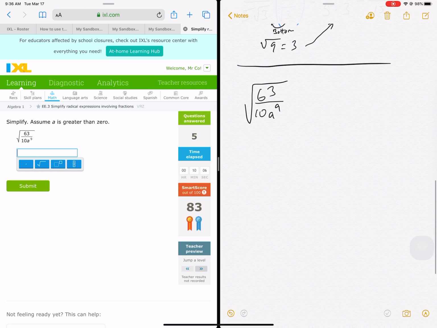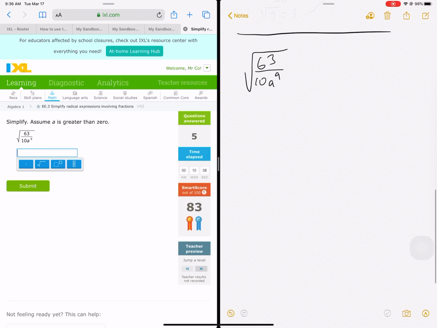Okay, so remember this is 2 square roots really. So the square root of 63 and the square root of 10a to the 9th power. 63 and 10, they don't reduce at all. Let's go ahead and break down the 63 on the side. So draw the box method.